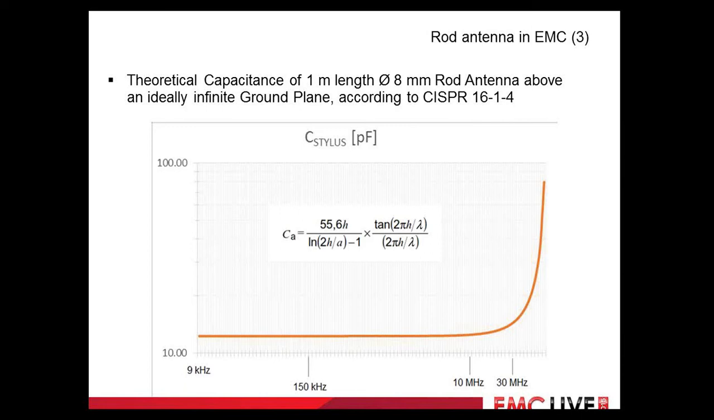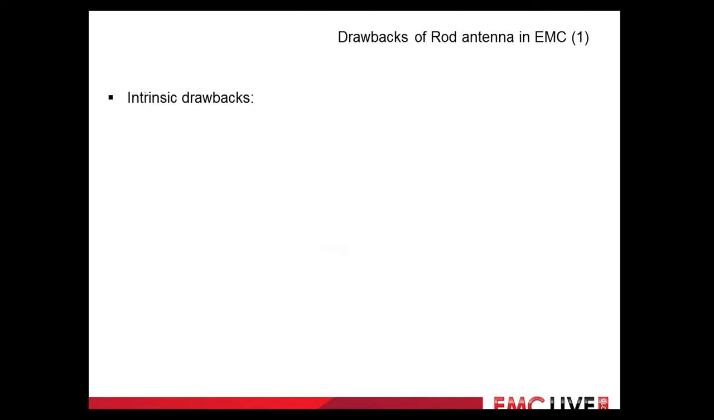Practically it's constant up to 10 megahertz approximately, and then it changes quite quickly. So the region we are interested in is the region in between 10 megahertz and 30 megahertz.